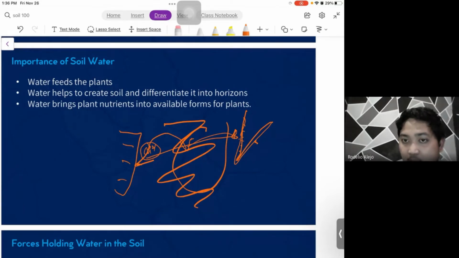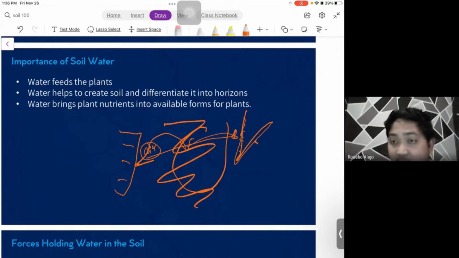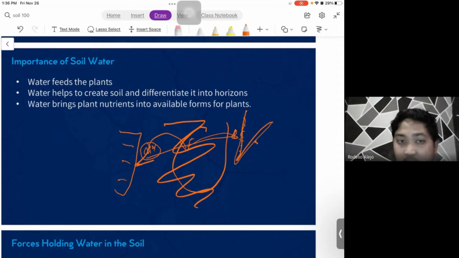Okay? Kaya minsan namamatay yung halaman natin, because kailangan niyang mag-exert ng energy para lang makuha yung nutrients na nakadikit doon sa lupa natin, dahil kulang na siya sa water or hindi na dissolve yung nutrients. So the nutrients must be in the soil solution form bago makuha ng plants. Okay? I think the discussion of this is also discussed in previous discussion.